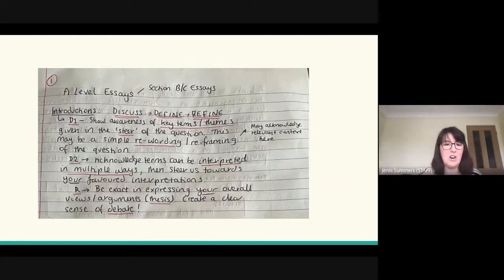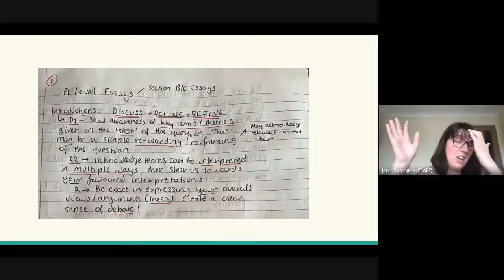Really nice, DDR, a simple term to remember. What does that actually mean? One, the easiest bit: show that you understand or have awareness of the key terms you need to focus on. These are the key themes that the question is steering you towards. You may have heard me say this before, but I think of the question as a steer.